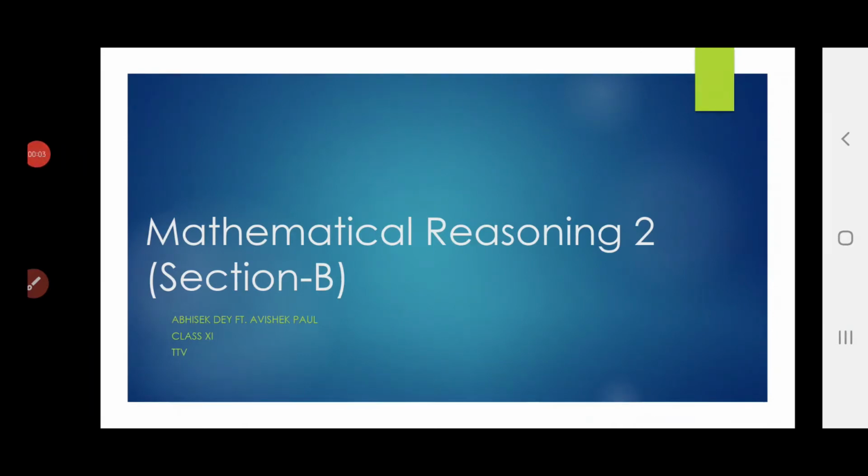Hello there. This is the second class of the chapter Mathematical Reasoning, and as previously, Avishek Paul sir is collaborating on this edition as well, and he is going to share some of the theory part with us.